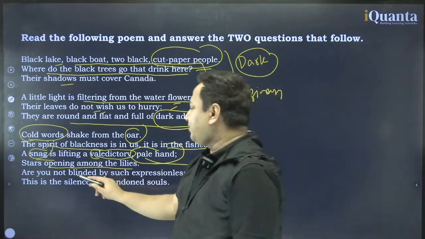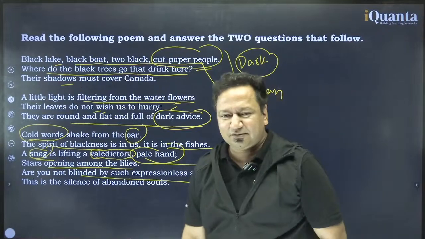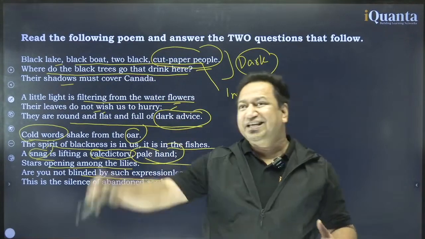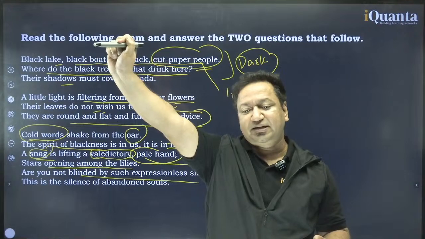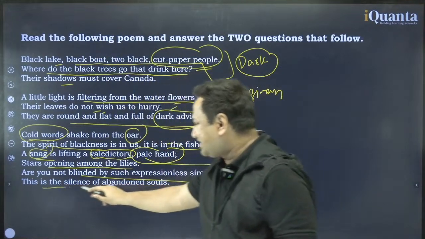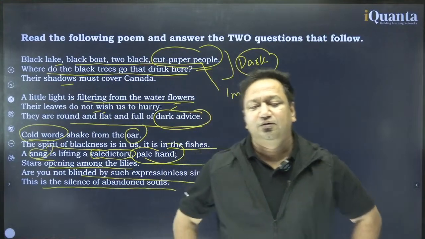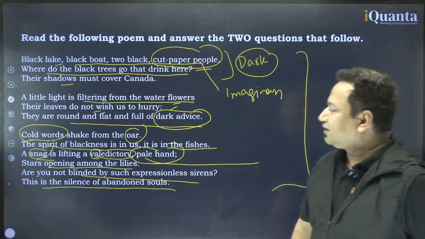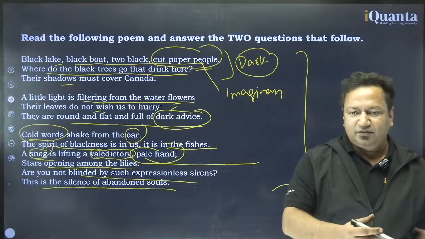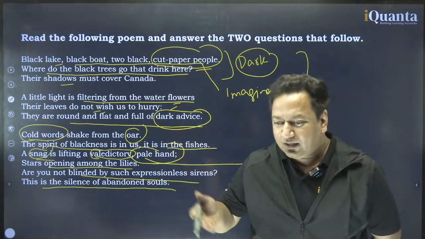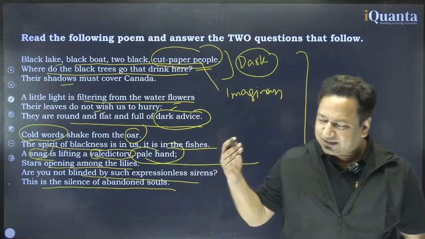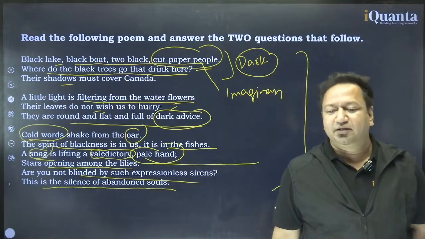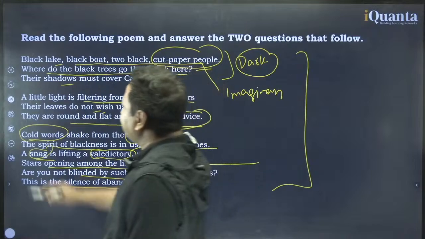"Are you not blinded by such expressionless silence?" Expressionless. And now the author cannot even see hope and positivity in these stars. The poet cannot see any kind of hope there. "This is the silence of abandoned souls." So somehow we get to know that this entire piece of work must have originated from the author's own phase of sadness or depression, or she might have seen it somewhere, or she's just explaining what real depression looks like. Is that clear? Chalo, let's go to the question.